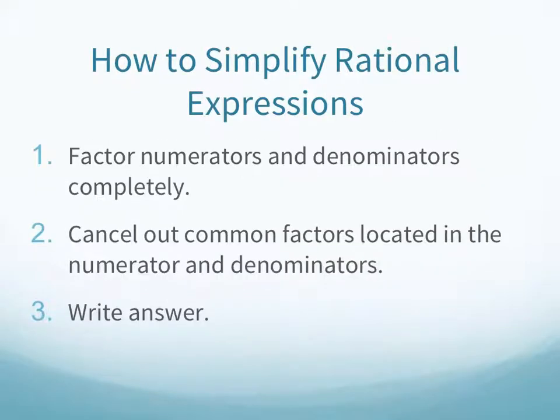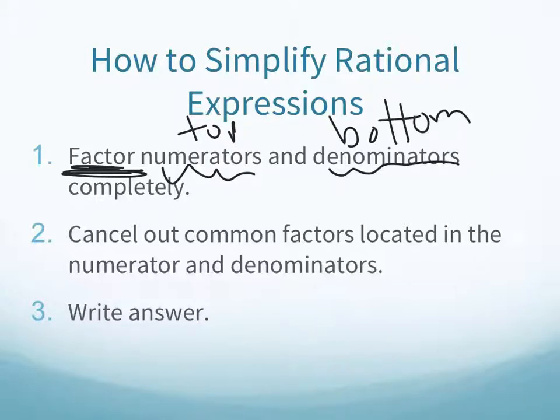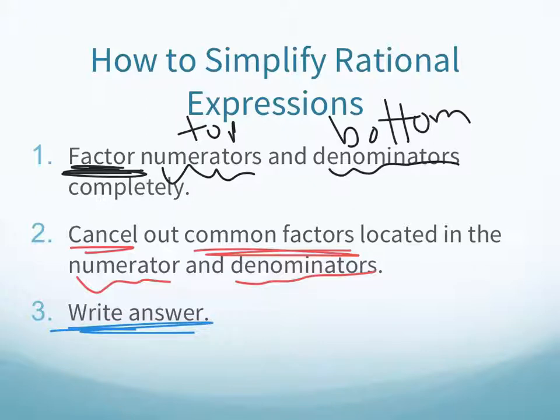There are 3 steps that we're going to use to simplify rational expressions. Step 1 says that we're going to factor the numerators, which is the top of your fraction, and the denominator, which is the bottom of your fraction, completely. So that's what we've been working on. Step 2 says we're going to cancel out any common factors located in the numerator and the denominator. That just means you can cancel the same thing that's on the top and the bottom. And then finally, we'll write our final answer.